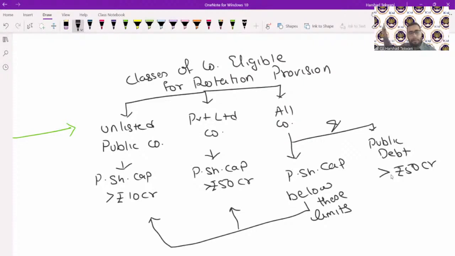Unlisted public company, paid up share capital more than 10 crore. Private company, paid up share capital more than 50 crore. If their share capital is less than 10 crore in case of unlisted public company, or less than 50 crore in case of private company, but they have a debt of more than 50 crore, then they will fall under this provision. Clear? Any doubt? Any doubt, guys?